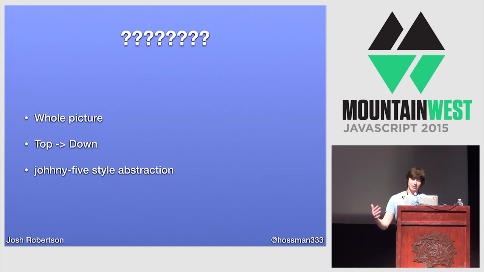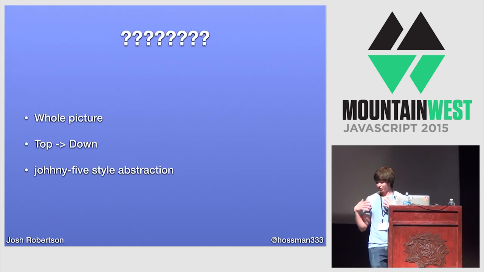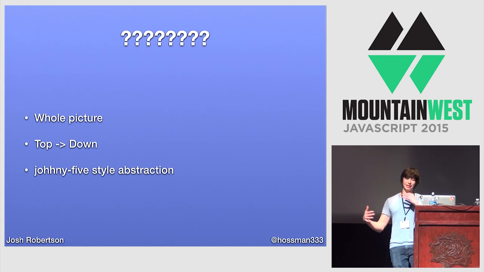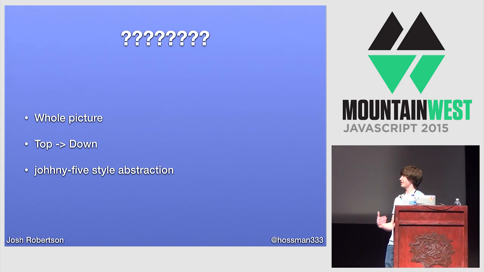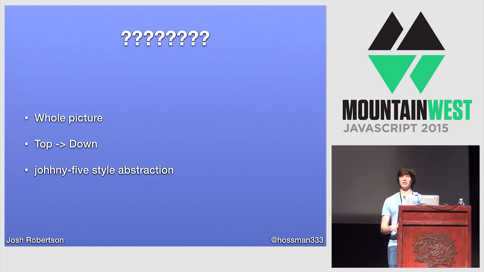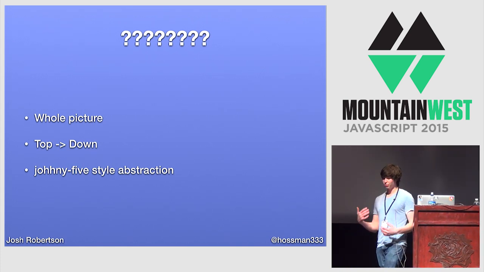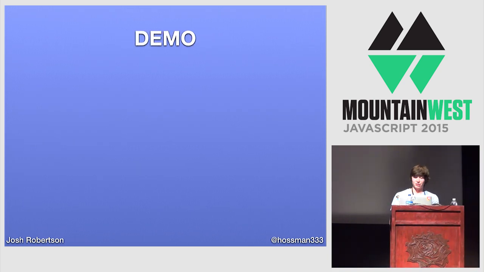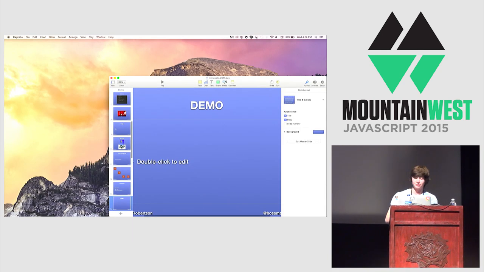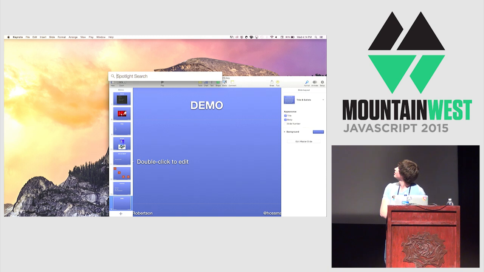So we have the whole picture. This is me going through my steps of learning about this. I could see it top down, but I wanted to make a Johnny Five style abstraction. I wanted to be able to do what Johnny Five was doing, but a much simpler version. So I'll show you that demo and hope everything works.